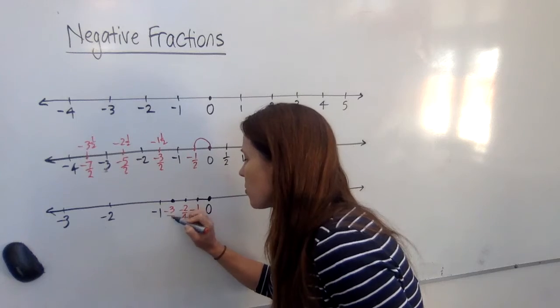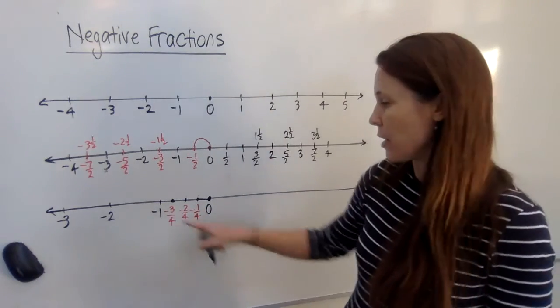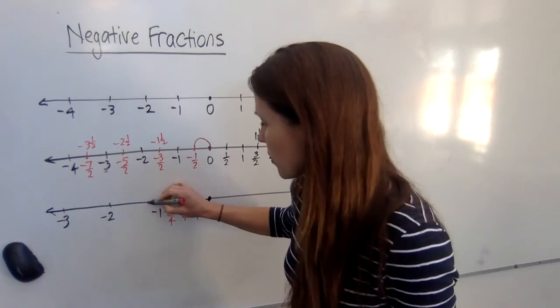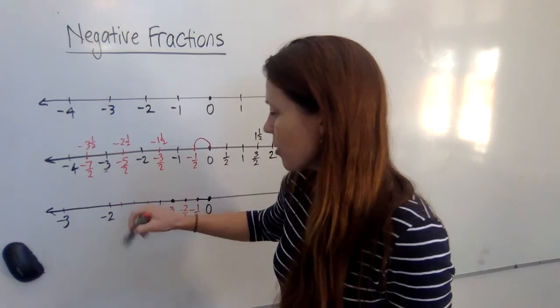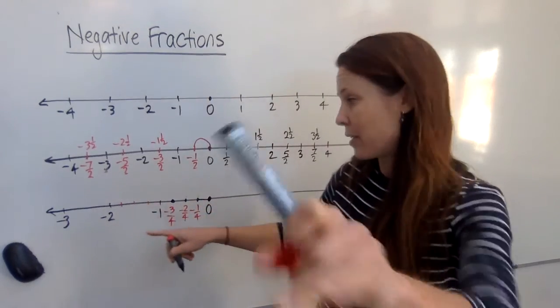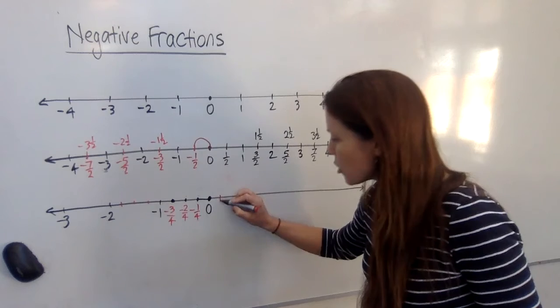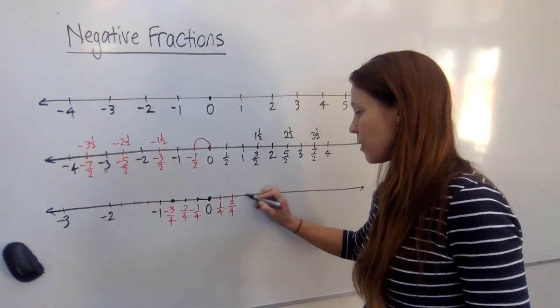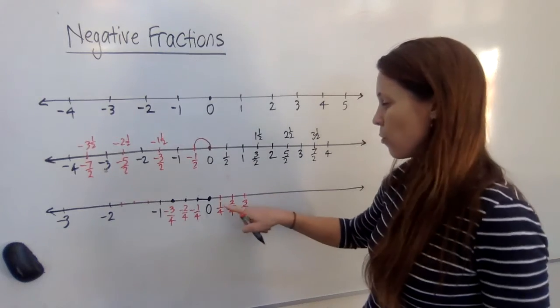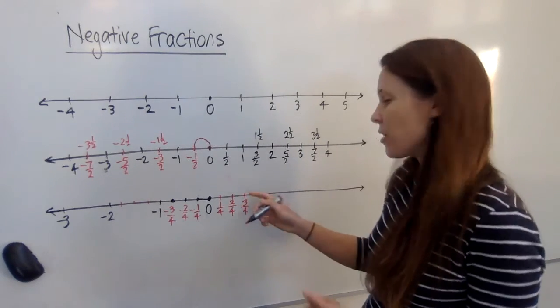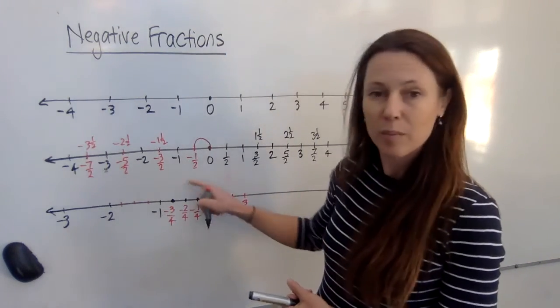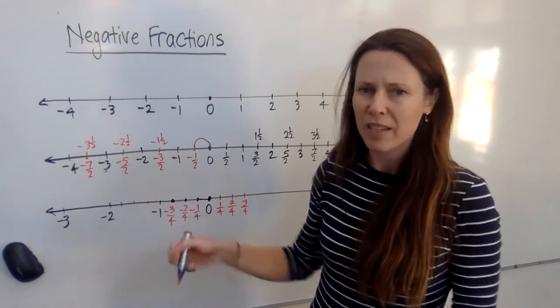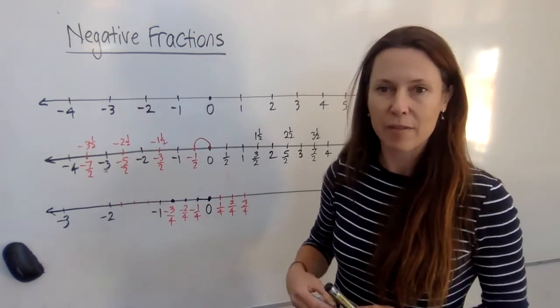And -3 quarters. And you can keep going, -4 quarters, -5 quarters, -6 quarters, -7 quarters, -8 quarters, which is -2, and so on. So just as comfortably as you can label quarters going up by just 1 quarter, 2 quarter, 3 quarter, you can label them going down, -1 quarter, -2 quarter, -3 quarter. Same with thirds, fifths, any of the other fractions you know.